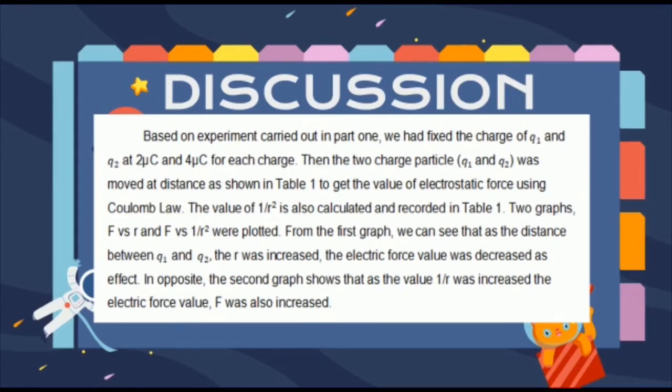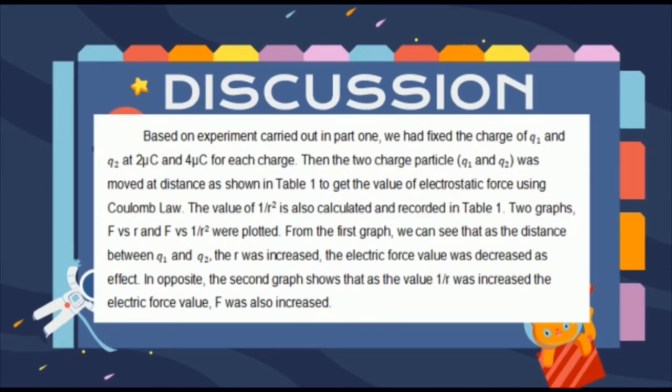Here we have the discussion. Based on the experiment carried out in part 1, we had fixed the charges Q1 and Q2 at 2 microcoulomb and 4 microcoulomb respectively. Then the two charged particles Q1 and Q2 were moved to distance R as shown in table 1 to get the value of the electrostatic force using Coulomb's law. The value of 1 over R square was also calculated and recorded in table 1. Two graphs, F versus R and F versus 1 over R square, were plotted.